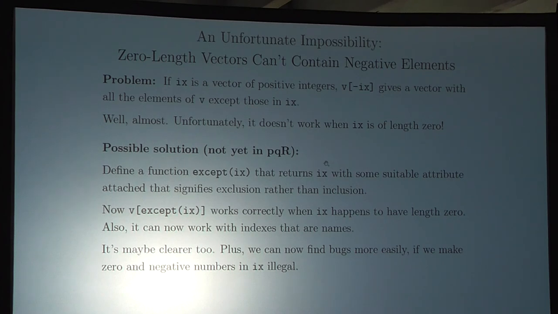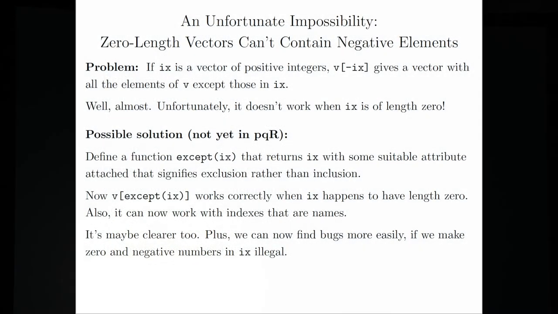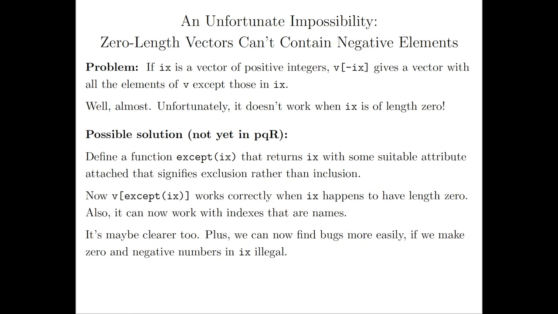So a possible solution, not implemented yet, is to define a function except, on a vector, that returns the vector with some suitable attribute attached to it, like dot uppercase except or something, and that then gets recognized by the subscript code as meaning that it should exclude those elements rather than take them. And then there's no reason it can't work when ix is a zero length vector. And for that matter, it can now also work when ix is a vector of strings, whereas, of course, the minus bit isn't going to work if ix is a vector of strings. So it expands the capabilities as well as fixing the bug when ix is zero length. And we can also find more bugs if we say that negative numbers in ix are illegal.